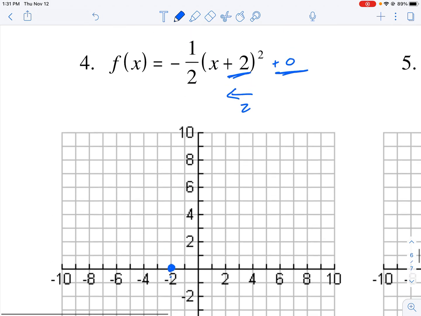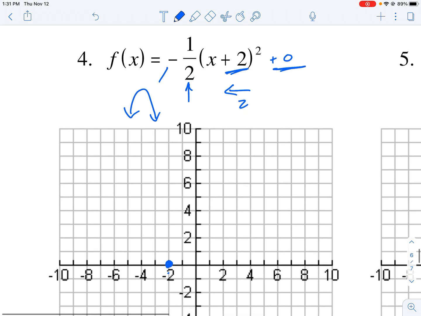And then before I can plot other points, I have to look at my a value. This negative lets me know it's going to be upside down, so I'm going to make that upside down. And the half lets me know it's going to go down half as much as it normally would. So normally it would be 1, 3, 5, 7, etc. It's going to be half that. So 1/2, 3 halves, which is 1.5, 5 halves, which is 2.5, 7 halves, which is 3.5.